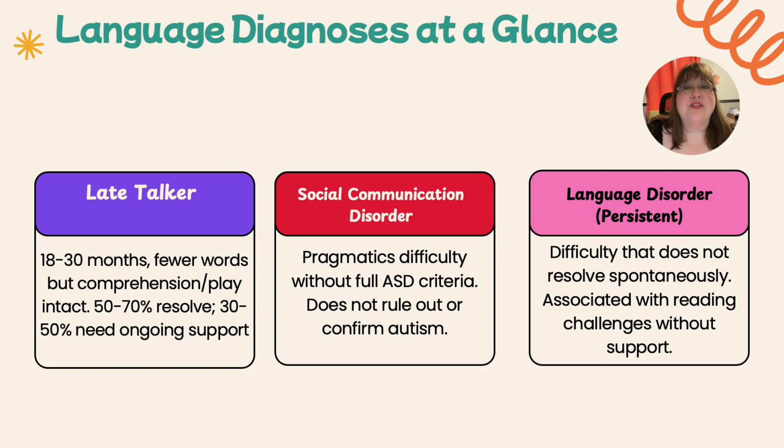For late talkers, and we have an entire module dedicated to this, approximately 50 to 70% do show spontaneous resolution by age 3. But the other 30 to 50% go on to have persistent language difficulties that, without intervention, are associated with reading challenges and academic struggles.